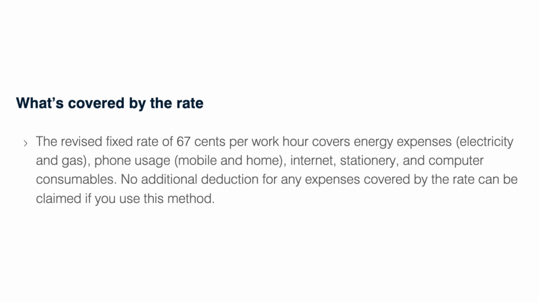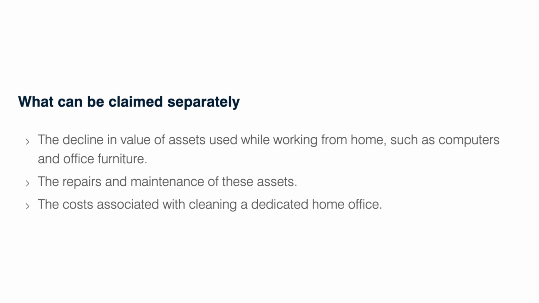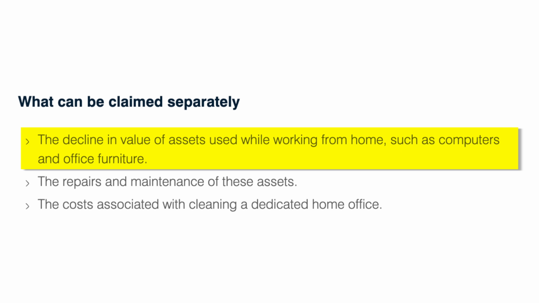Now for the fixed rate method, it's really important to understand what this rate incorporates. So this rate incorporates things like internet, phone, electricity and gas, computer consumables, and stationery. It doesn't include things though, however, such as decline in value for computers and furniture and repairs of those assets, and cleaning if you have a dedicated home office.